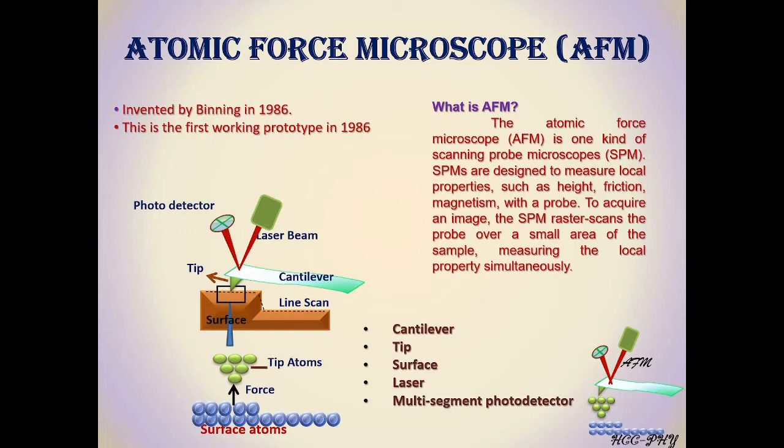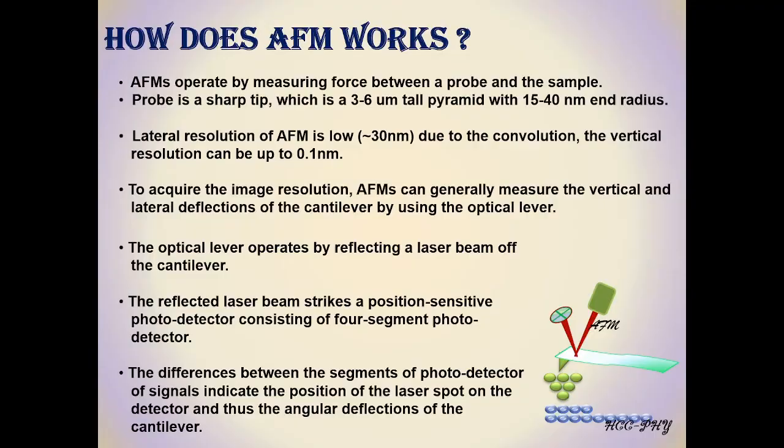So, light from a laser is bounced off from the cantilever and photodetector. So from this signal we can measure the deflection of the cantilever. So how does the AFM operate? As we saw in the previous slide, an atomic force microscope consists of a tip, cantilever, piezoelectric scanner, detector, etc.